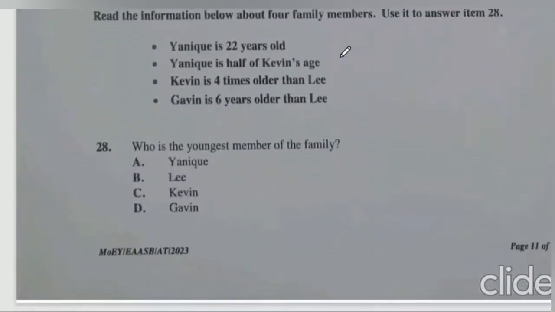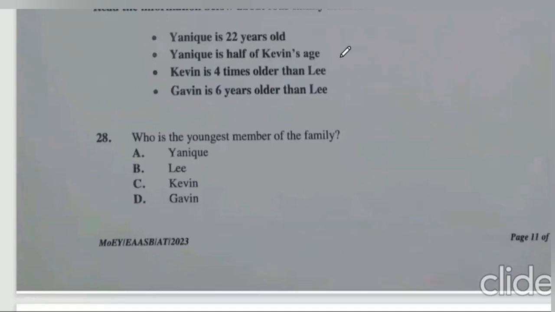Read the information below about 4 family members. Use it to answer item 28. Yannick is 22 years old. Yannick is half of Kevin's age. So if she's half of Kevin's age, Kevin is 2 times her age. So 2 times 22 is 44. So Kevin is 44. Kevin is 4 times older than Lee. So if Kevin is 4 times older than Lee, 44 divided by 4, that means Lee is 11.